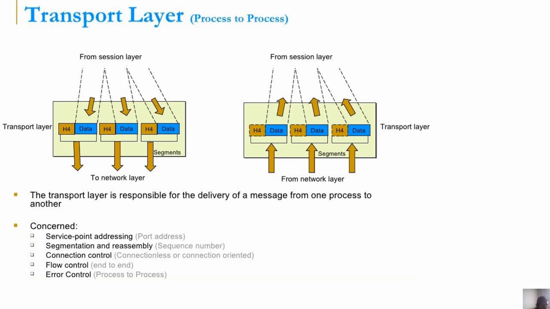Next layer is the transport layer. The transport layer ensures reliable delivery of the data and it handles error correction, data segmentation and flow control. Also at this layer the data is divided into smaller manageable pieces called segments, and the data is transferred as segments from the transport layer.